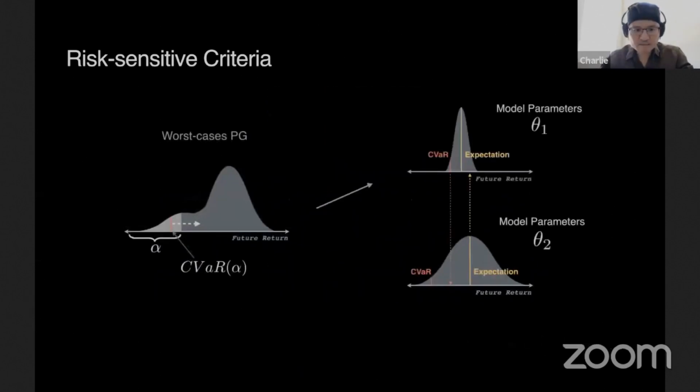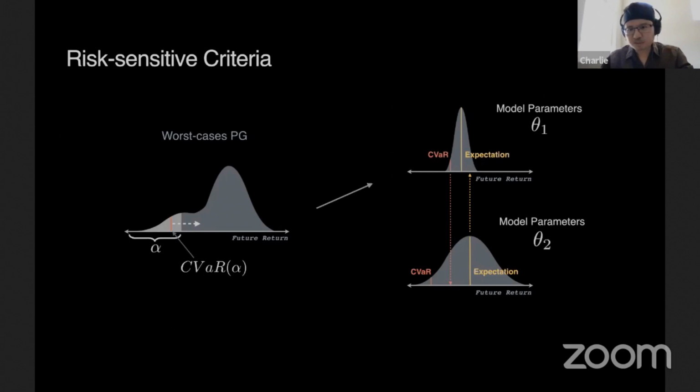If we do that, what that really means is that we would prefer policy theta 1 over policy theta 2, even though theta 1 has a lower expectation, that's the yellow. The reason is because it has a lower variance, so it has a higher conditional value at risk. That's what CVaR means.